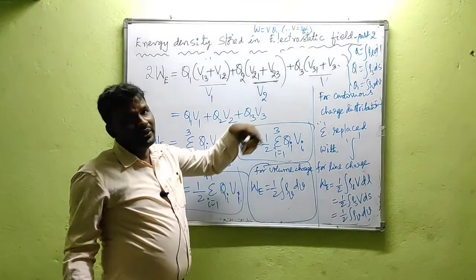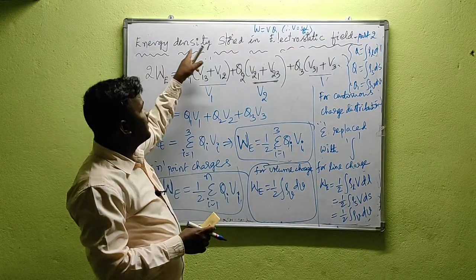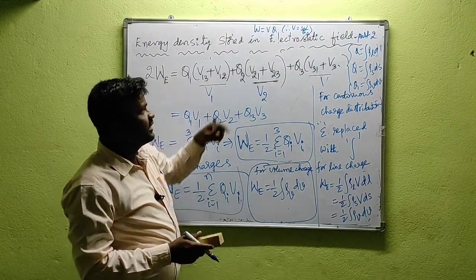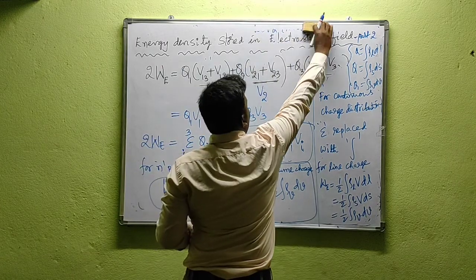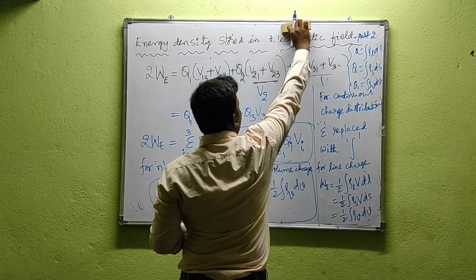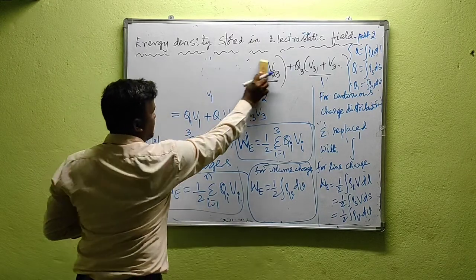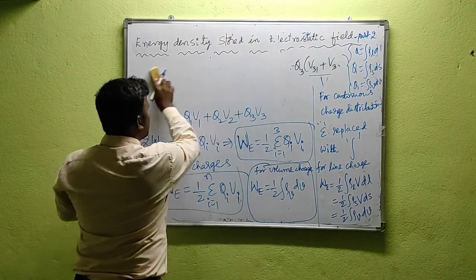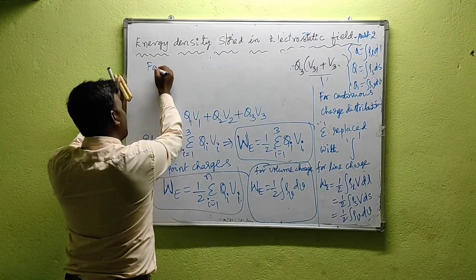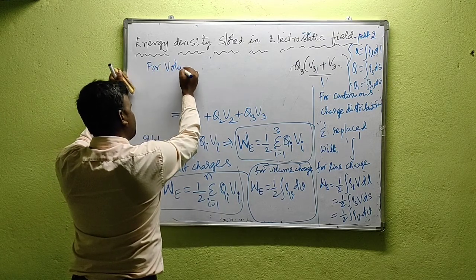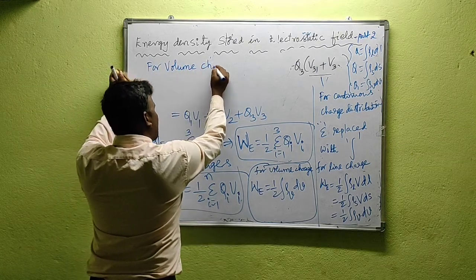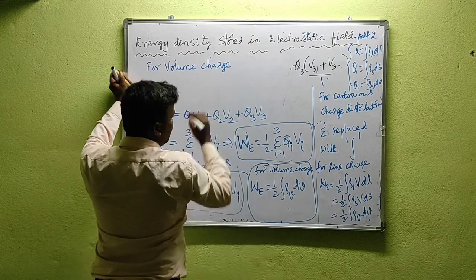Hi, this is the part 2 video for the topic energy density stored in electrostatic field. I will write this expression here itself. What is that expression? For volume charge, let us go for volume charge only. Field due to point charge and volume charge is same.